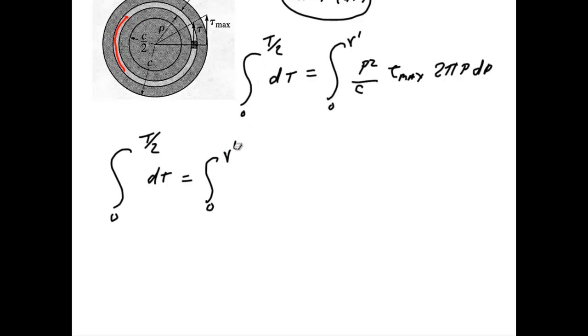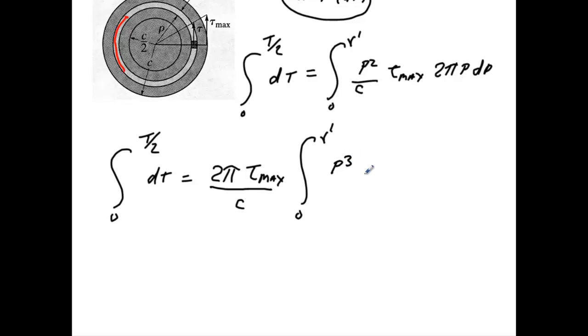Actually, I'm going to erase that and bring out everything that's not changing inside the integral. A couple things here. We know that 2 pi is not changing, and we know shear max is not changing, and actually c is not changing either. We can bring it all out. Of 0 to r prime, p squared times p is p cubed dp.